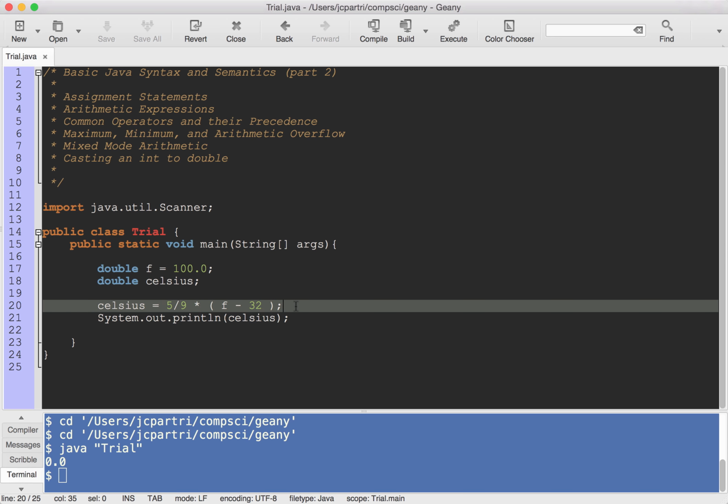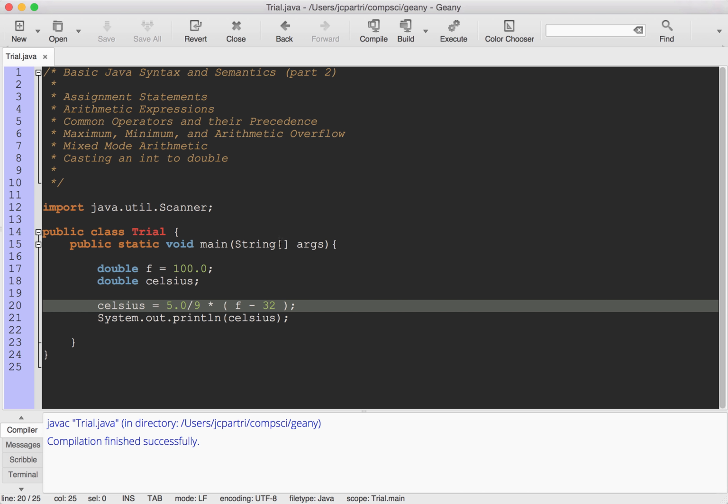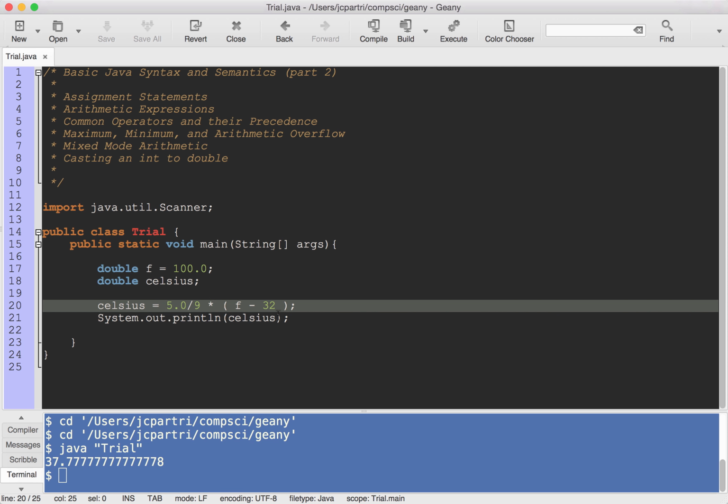So what I have to do here is I have to introduce mixed mode arithmetic. There's a couple ways to do this. One is by changing the 5 from an integer to a double. Now this is mixed mode because I'm taking a double and I'm dividing by an integer. So what Java does is it says, okay, I've got two different types. I've got the integer type and the double type. So what I'm going to do is I'm going to let the final answer be the type that has the highest precision. Doubles have higher precision than integers because doubles have decimal values. So it's now going to take this and convert it into a double. Hey, there we go. 100 degrees Fahrenheit is 37.77 blah, blah, blah, blah degrees Celsius.